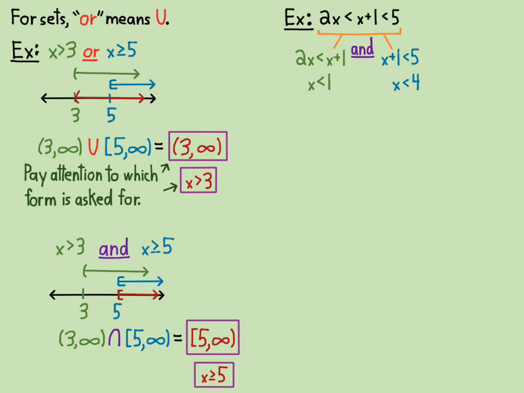And you see I got x less than 1 and x less than 4. Again, my arrows are pointing the same direction again. That's just coincidence. And I'm supposed to intersect them, so it'll be x less than 1.